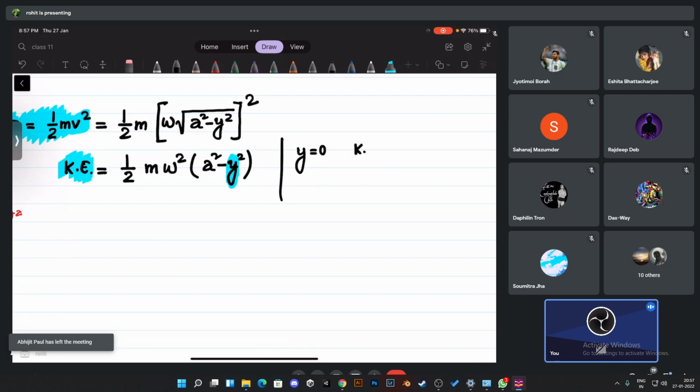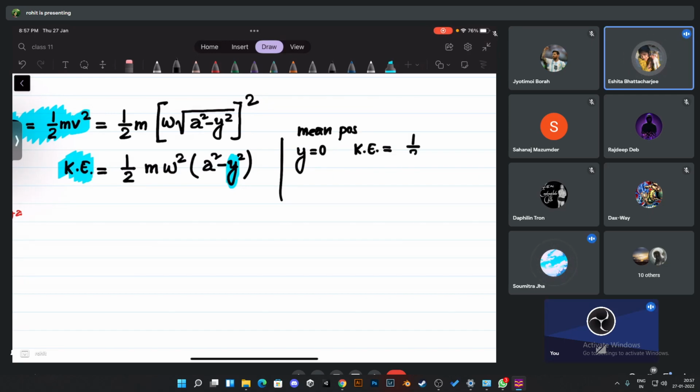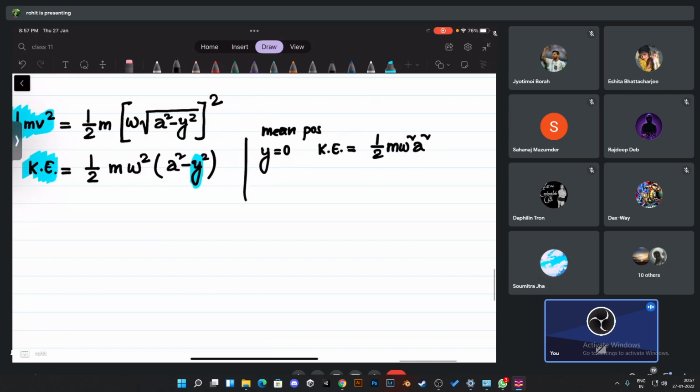I can find kinetic energy at the mean position. What will be equal to that? Tell me, guys, how much at the mean position? Half m omega square a square, because y is 0. This is the kinetic energy at which position? The mean position.